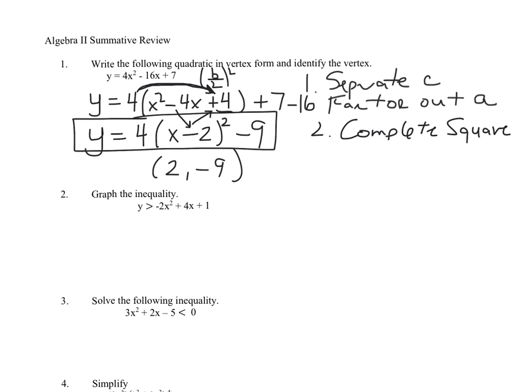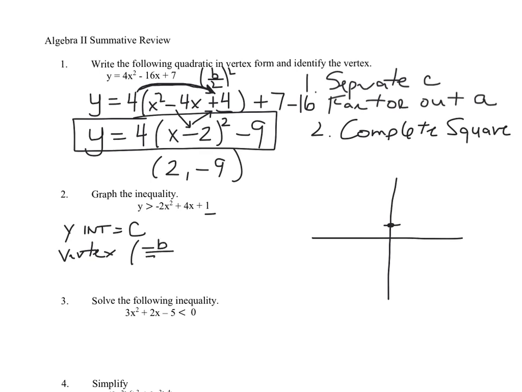Number 2, graphing a quadratic inequality. So we need to graph this parabola in one form or the other. We could change it to vertex form like we just did, or some things that are important is that the y-intercept is always c. So in this case, the y-intercept is a positive 1. Your vertex, the x-coordinate of the vertex is negative b over 2a, which in this case would be a negative 4 over a negative 4, which is 1.